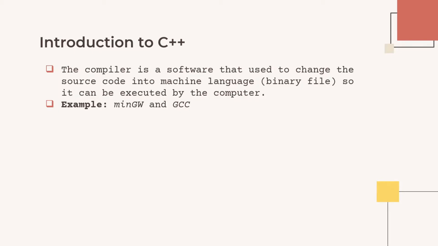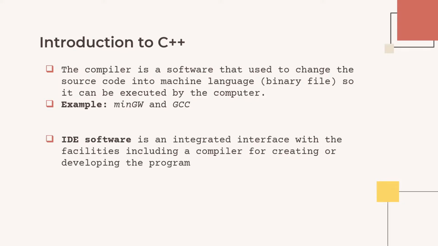This compiler usually has been packaged or bundled with its IDE software. IDE, or Integrated Development Environment, software is an integrated interface with facilities, including a compiler, for creating or developing programs. The popular and open source C or C++ IDE software are CodeBlocks, Dev-C++, and Sublime.